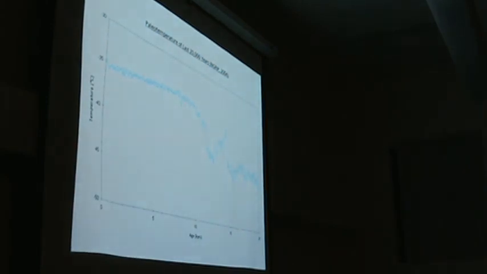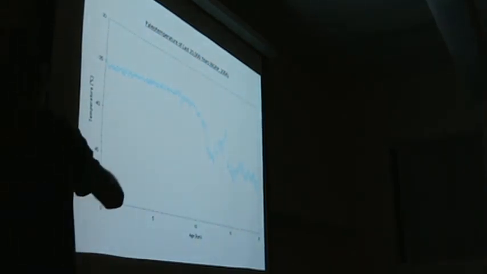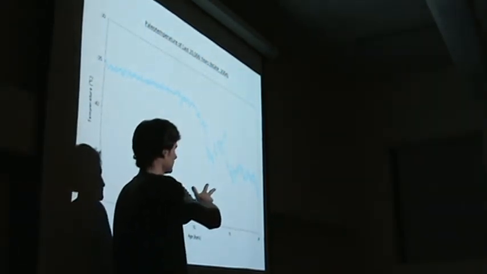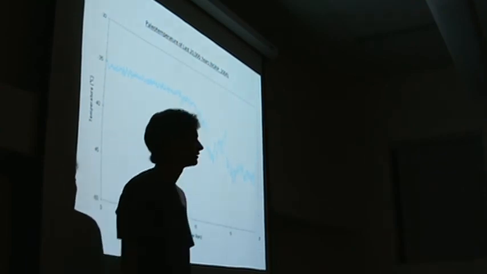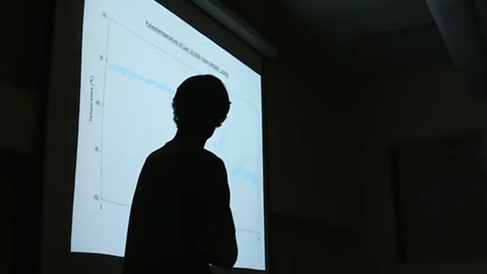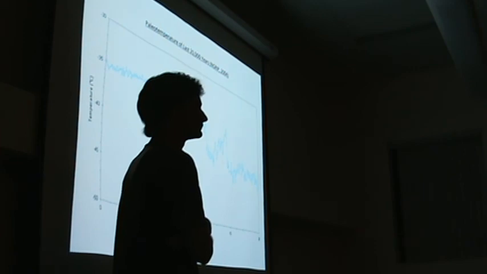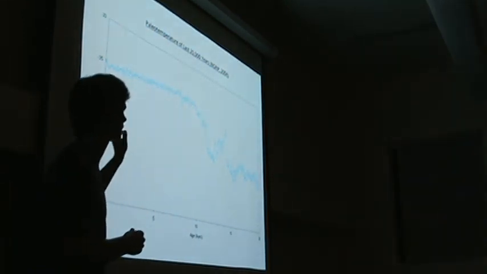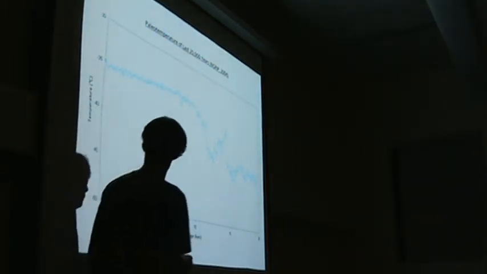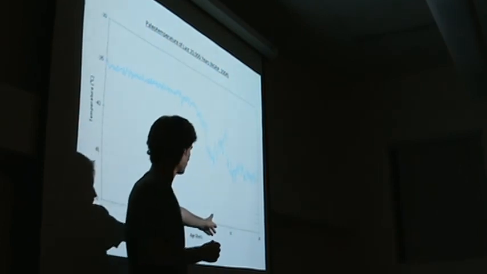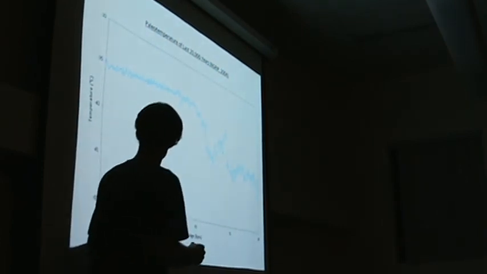Next. Okay, so this is all oxygen 18 measurements. Okay, so this is one of my favorite graphs. This is temperature from the Greenland ice cores, all the way from 20,000 years ago to the present day.